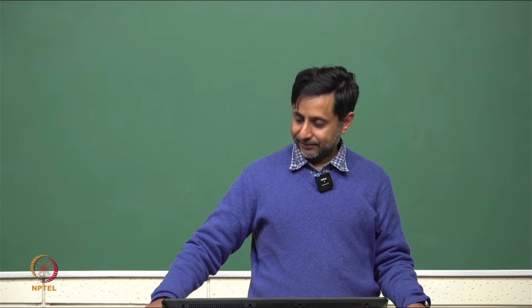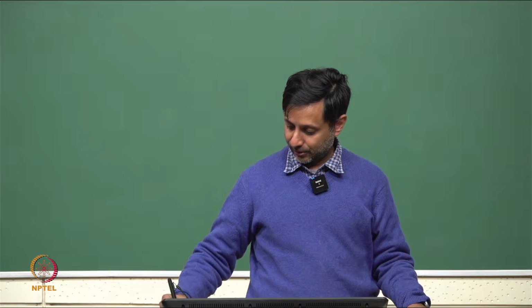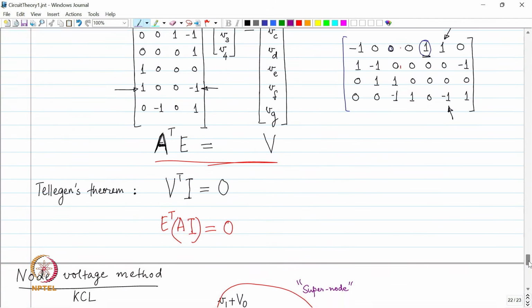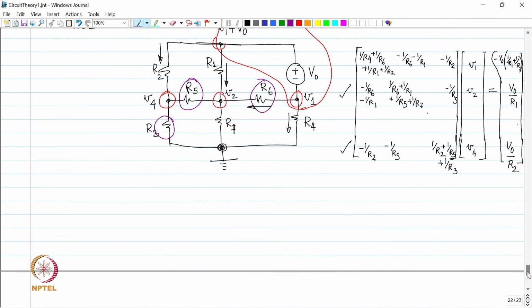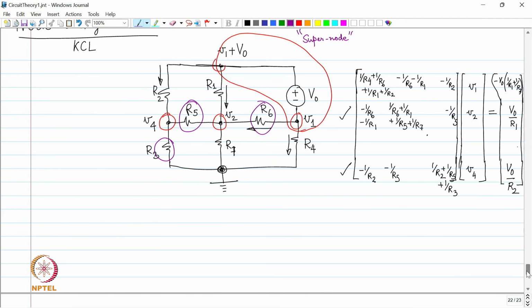When we have current sources, the good news is that writing the equations is easier. When we have voltage sources in the node voltage method, writing the equations becomes a little harder, but the number of equations goes down, and the number of variables goes down.